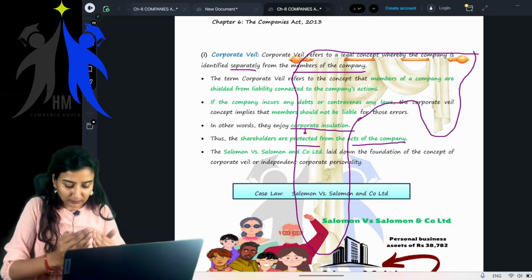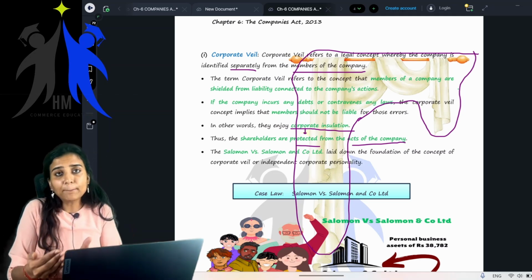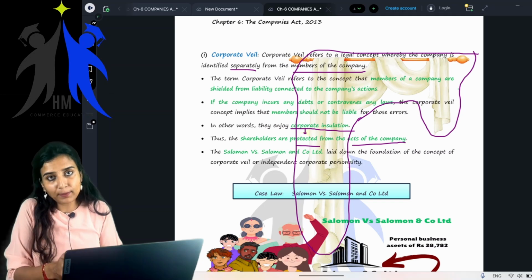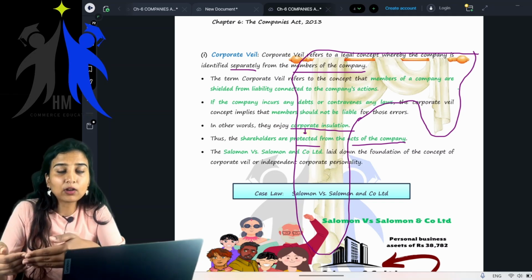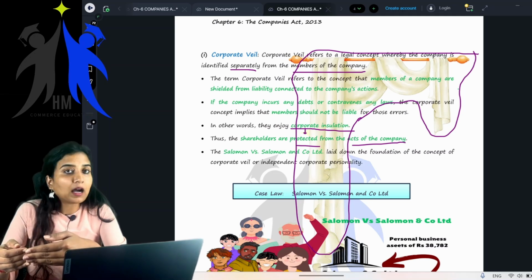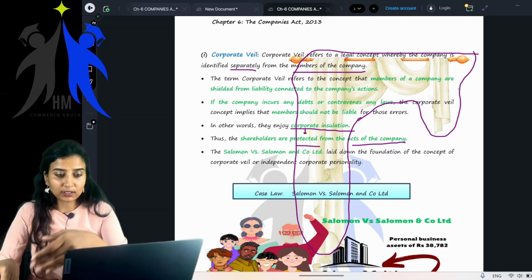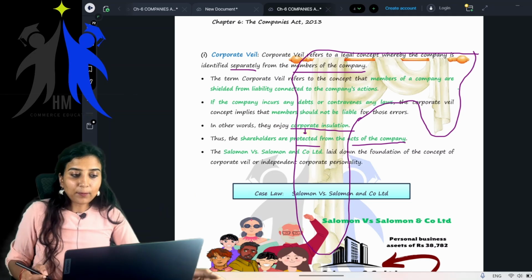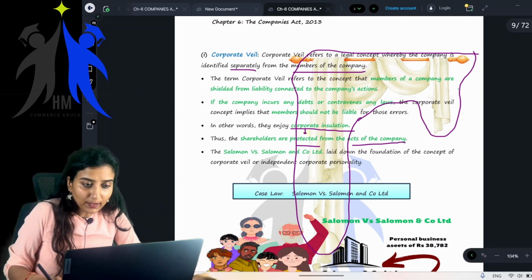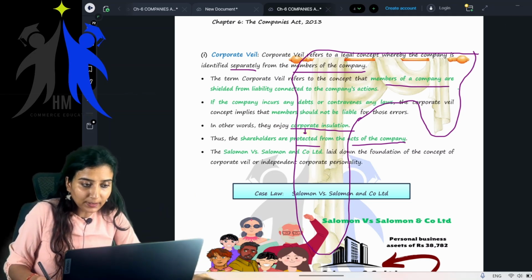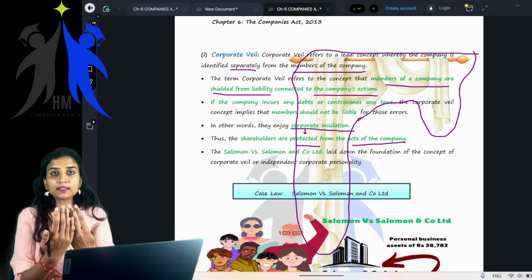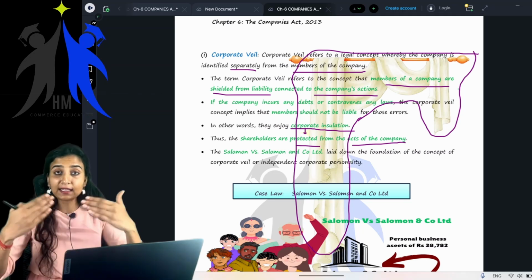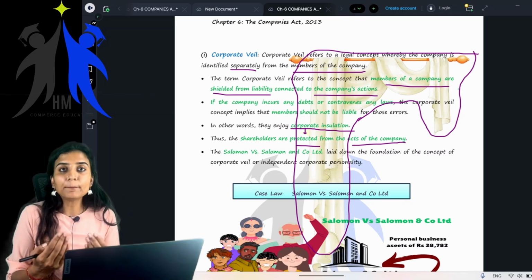If the company makes any debts, or if the company contravenes any law, the members of the company are not responsible for the same, right? Getting my point? Yes, ma'am. The corporate veil refers to the concept that members of the company are shielded from the liability connected to the company's actions. There's a veil covering them. They are protected, or insulated, from the company's actions.